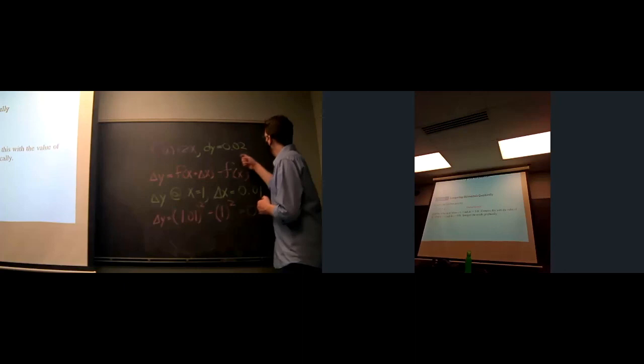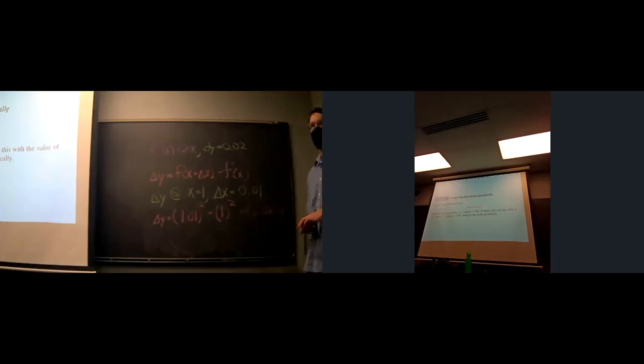All right. So notice that dy is a little bit smaller than delta y. Why is that? What's happening here? What do you all think is happening here? Let me start there. What's going on in this case? What do you all think?